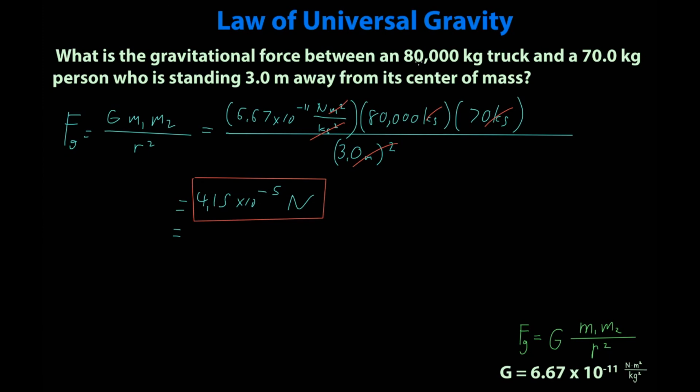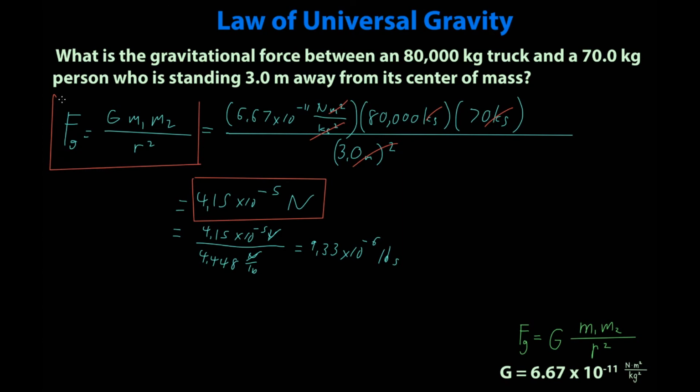Now this is a massive truck, but this is a very tiny force. In fact, if I take this and convert it to pounds, I will get 9.33 times 10 to negative 6 pounds, which is pretty much a millionth of a pound. You wouldn't even feel this. So this is just using the relationship straight out. Side note, it is very common to be asked for the other variables, especially the radius. Rearranging the relationship would look like this.